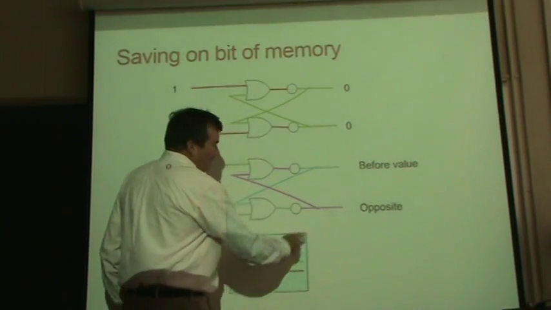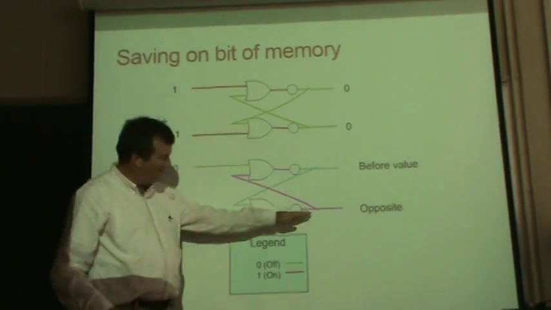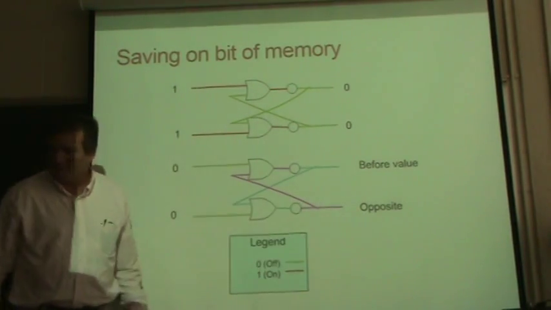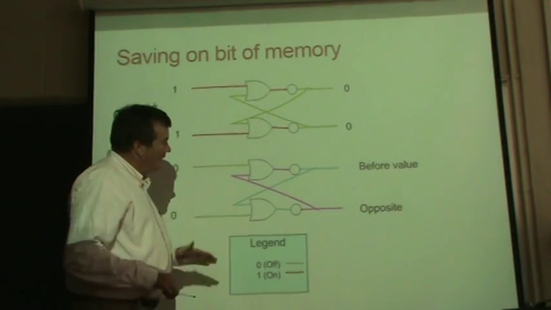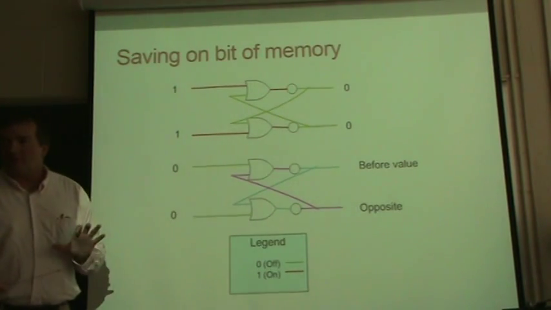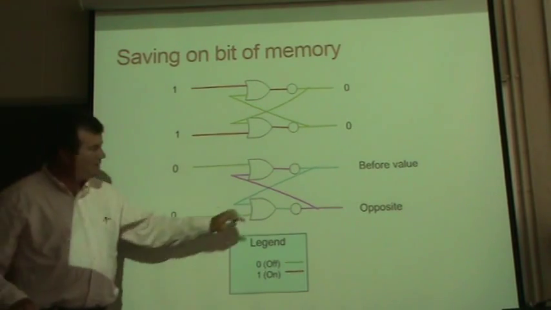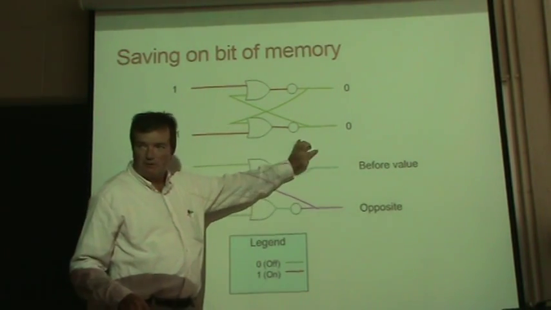So what are these values? The blue and the magenta. Is that the name of that color? Magenta? Pinkish red? Okay. What are they? Are they zeros? Well, we know they're opposites of each other, but what are they? Is this one a 1 and this one a 0? Is this one a 0 or this one a 1?